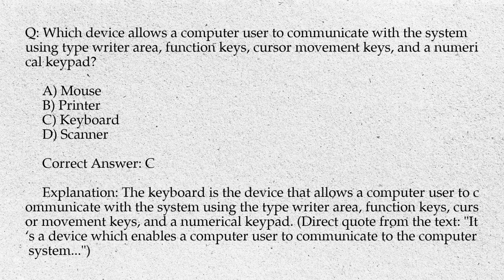Q. Which device allows a computer user to communicate with the system using a typewriter area, function keys, cursor movement keys, and a numerical keypad? A. Mouse. B. Printer. C. Keyboard. D. Scanner. Correct answer, C. Explanation. The keyboard is the device that allows a computer user to communicate with the system using the typewriter area, function keys, cursor movement keys, and a numerical keypad. Direct quote from the text: a device which enables a computer user to communicate to the computer system.